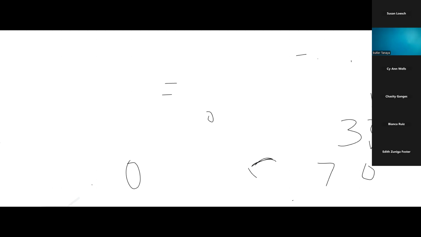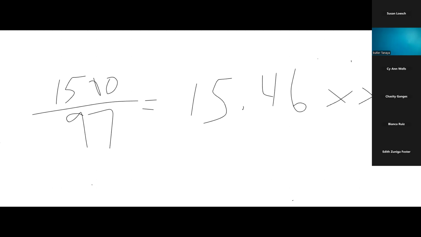When you took the 1500 and you divided it by the rate, which was 97, that gave you 15.46, and so on. Remember, I said when you do the time, this is 15 hours. Remember, you're going to round this to the nearest tenth. So that's going to be 0.5 hours. Right? Yes.